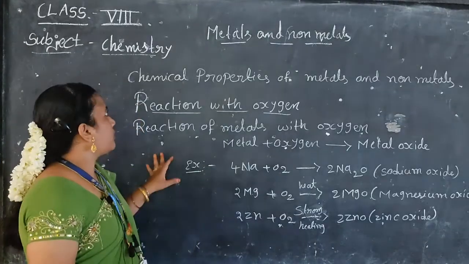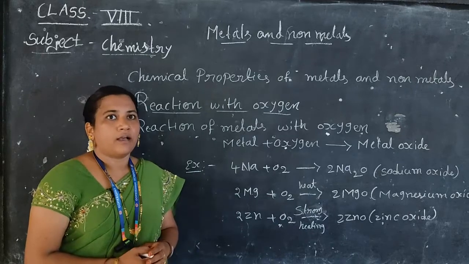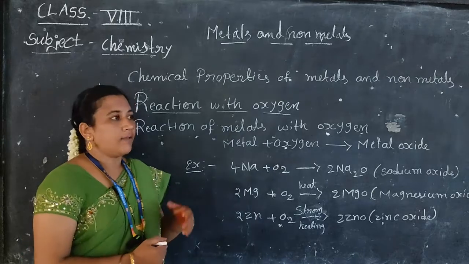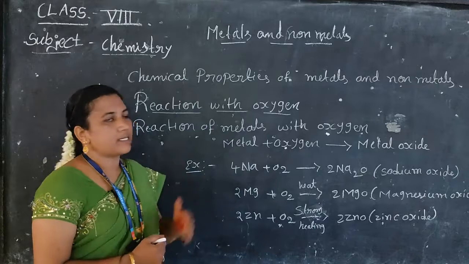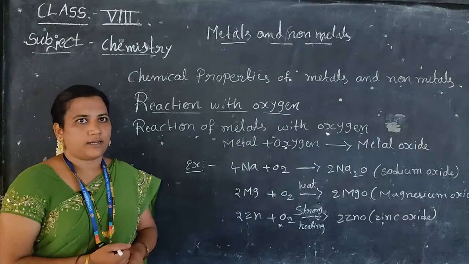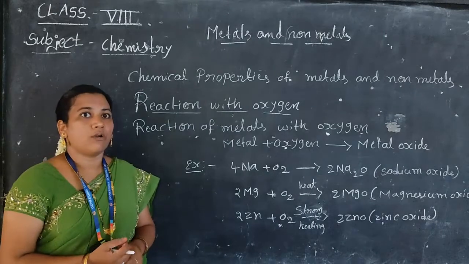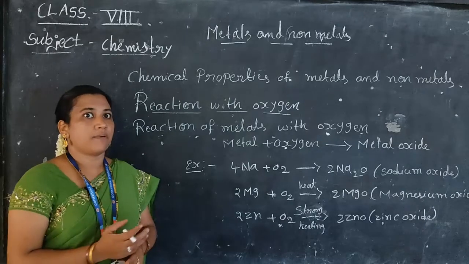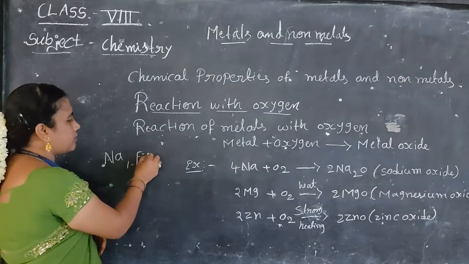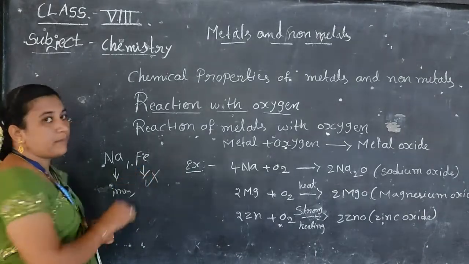Coming to the chemical properties of metals and non-metals. All metals do not react the same way; they do not have the same chemical properties with air, water, and oxygen. For example, sodium will immediately react with water and produce heat energy. But iron will not react with cold water immediately when compared with sodium. Both sodium and iron are metals, but sodium reacts immediately, while iron does not react immediately with cold water.